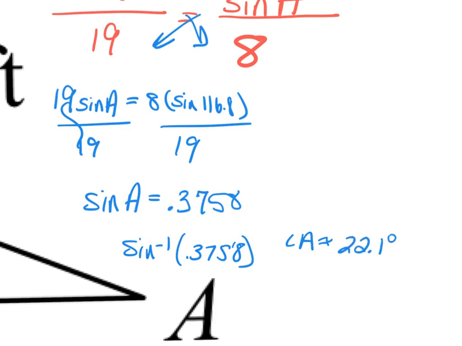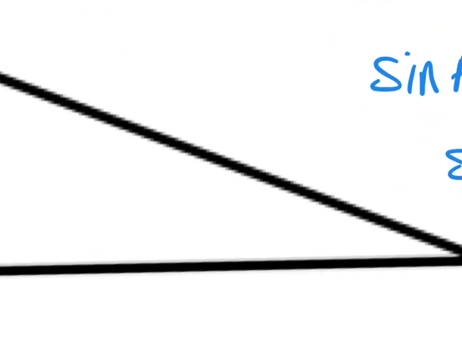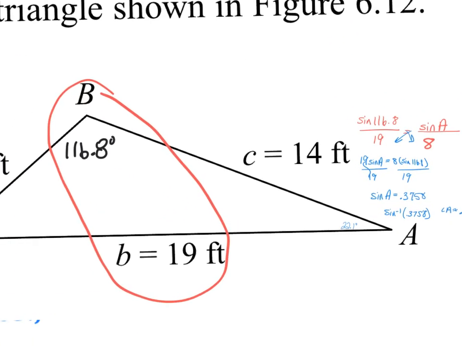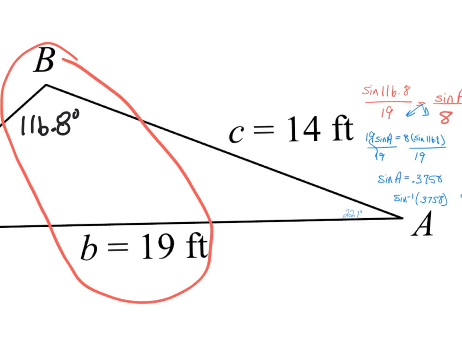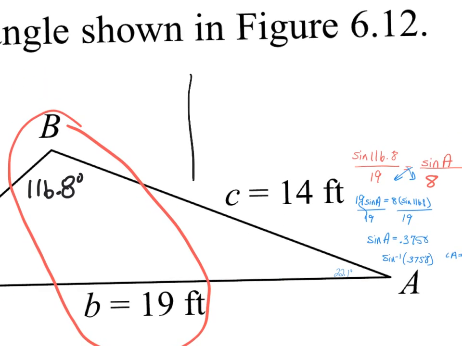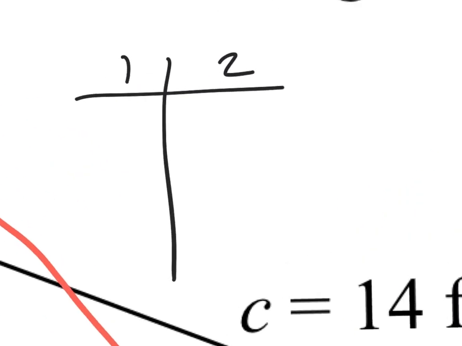Okay, so 22.1 degrees. You guys okay with that? All right, so angle A is 22.1 degrees. Now, when we talked about our law of sines, we talked about the possibility of sometimes having two triangles. The way that we check to see if something has two triangles, the first angle that we found was 116.8, right? So let's say 116.8. That would be in both triangles.